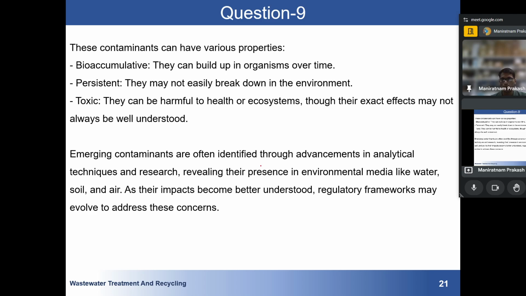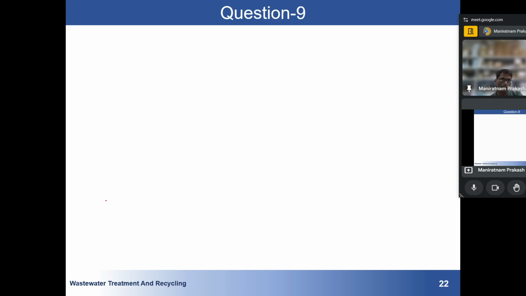Emerging contaminants are often identified through advancement in analytical techniques and research, revealing their presence in environmental media. So there are several techniques right now. One they commonly use is ICPMS, where we measure different types of elemental concentration, or it's for measuring organic things. We have also some other kind of instrument. So we have very advanced techniques.